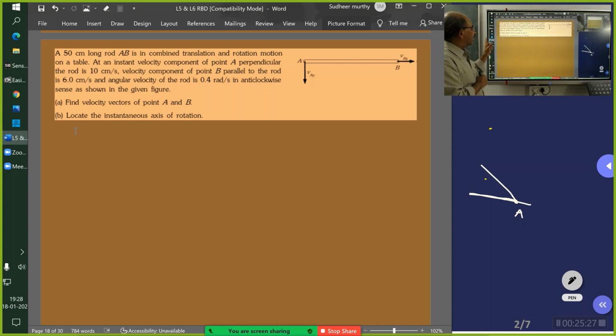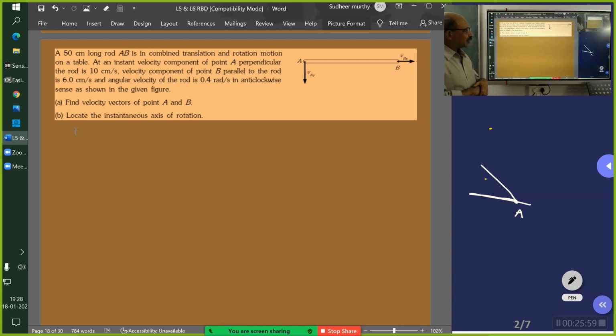At an instant, the velocity component of point A is perpendicular to the rod. They have made it very clear. It is the component of velocity they have given there. And the velocity component of B is parallel to the rod. I suppose you can read this. That means there is some other velocity, only these components are given. That means you have to presume there is a vertical component at B and a horizontal component at A.